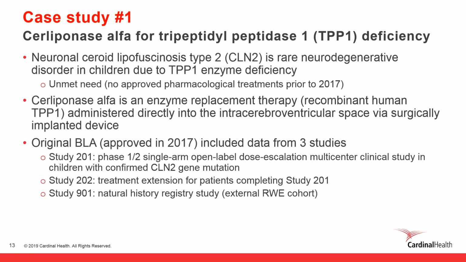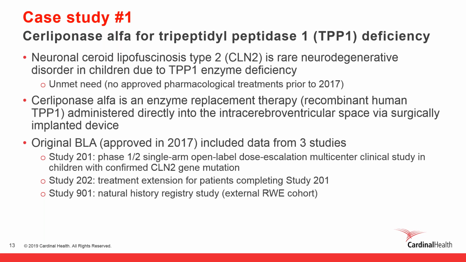So the Brineura development program was granted orphan drug designation on April 1st, 2013. A breakthrough therapy designation request was initially denied, and after the submission of additional analyses and data, it was granted in 2016. There were several studies that were used to generate the evidence to support the filing. So study 201 was the phase 1/2 single-arm, open-label, dose escalation, multi-center clinical study.